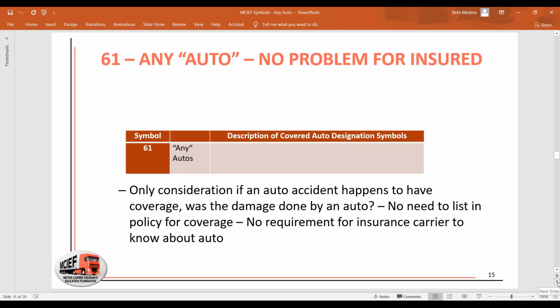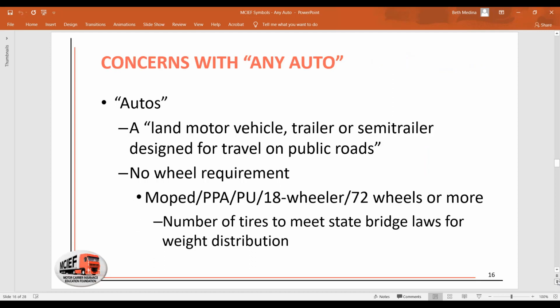So now let's drill down into the symbols. Any auto. When you have the symbol any auto, there's no problem for the insured. The only consideration, if an auto accident happens, is to have coverage for the damage done by an auto. There's no need to have it listed in the policy, no requirement for the insurance carrier to know about it, because it's only if it's an auto. The only difference will be between auto and mobile equipment, which would be a GL exposure that we're not going to get into in this short session.